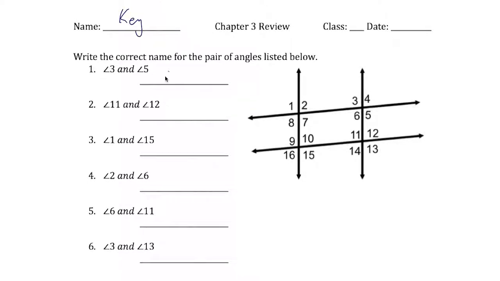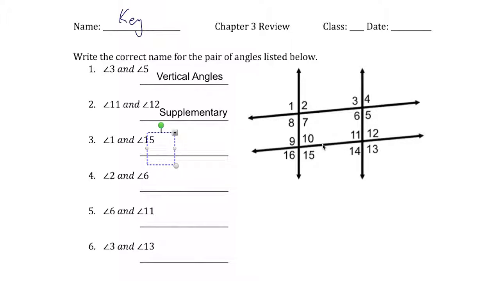We want to name these angles. So angles 3 and 5, we look there, they share two sides. So these are vertical angles. If we look at angles 11 and 12, they're next to each other, they're a linear pair. We can also call them supplementary angles, either or. Just don't call them adjacent angles because that's not specific enough. They are more than just adjacent angles.